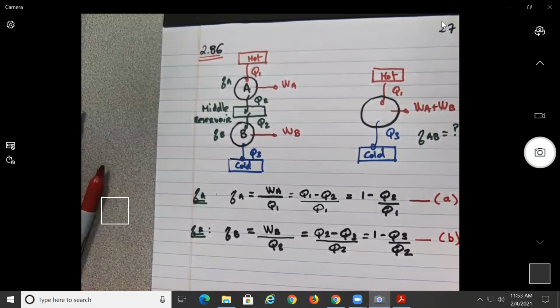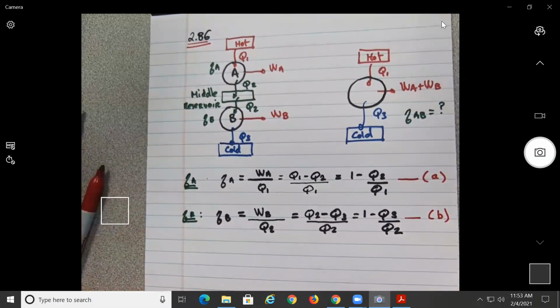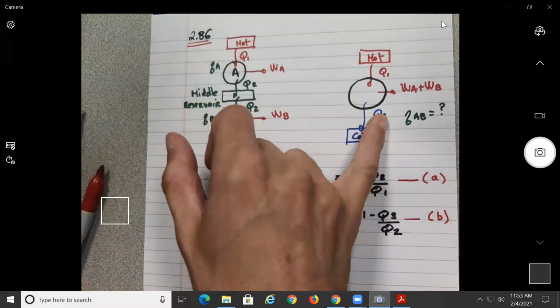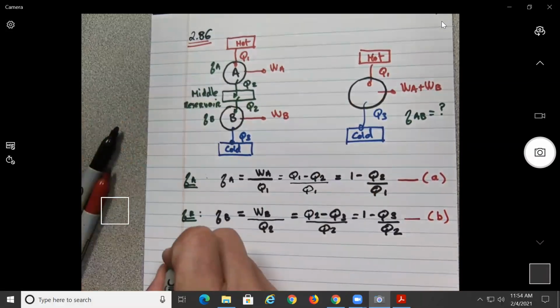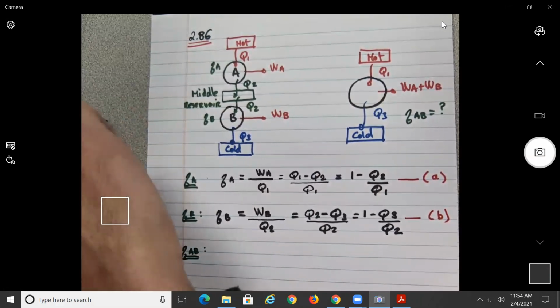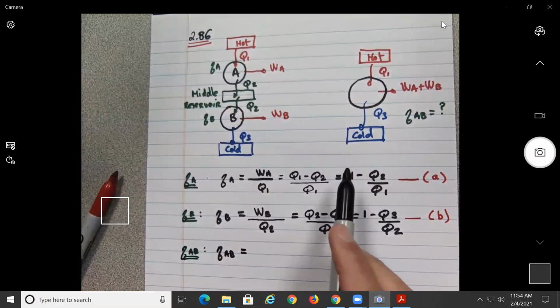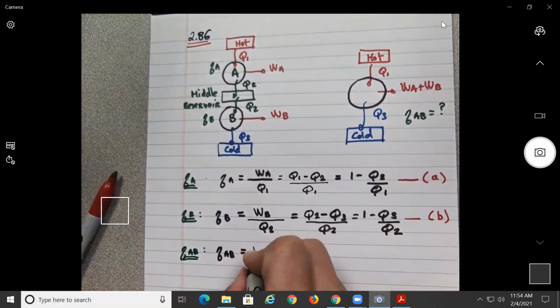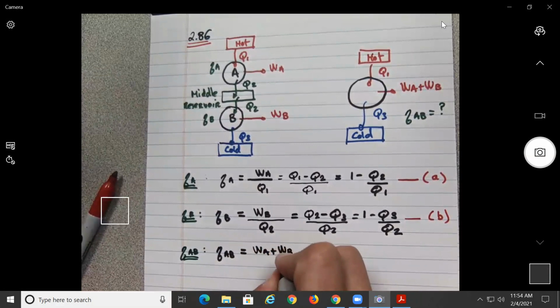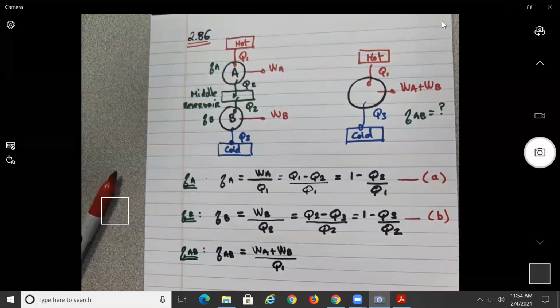And let's say this will be our efficiency for our generator B. Okay? Now, let's move to this one over here, and let's see what will be the combined efficiency. We do exactly the same thing, okay? So, eta AB. What are we trying to get out of the system? Work sub A plus work sub B. What are we putting in? Q sub 1.